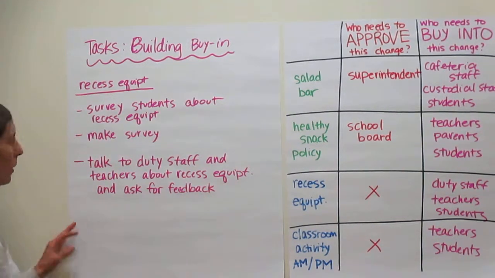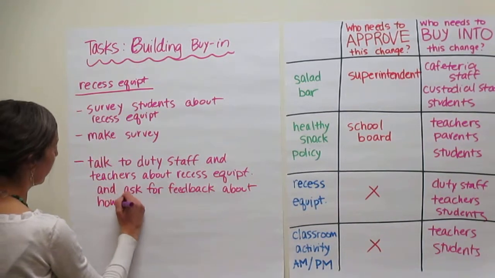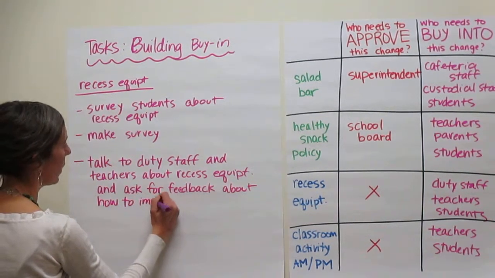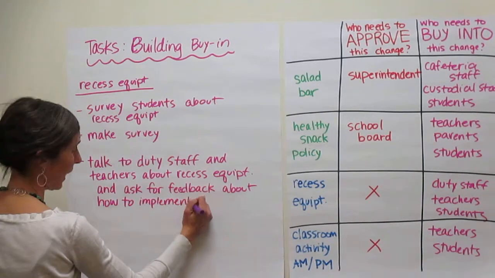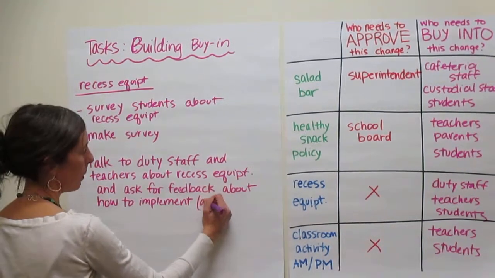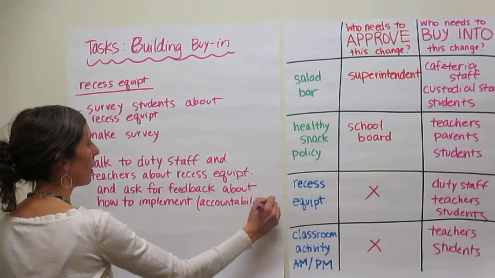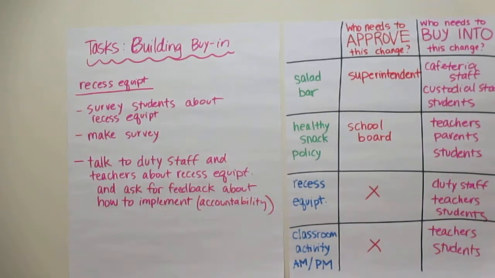Okay, so about how to implement it. Okay, perfect. That's a really good idea. Because if they have an idea about how to keep track of it and have that accountability piece in place, that would probably help with their willingness later on to do that. Great, those are excellent ideas. Okay, so it looks like we have three tasks for building buy-in about recess equipment.